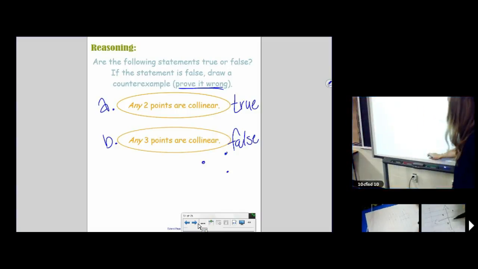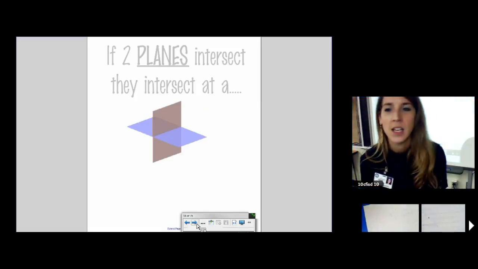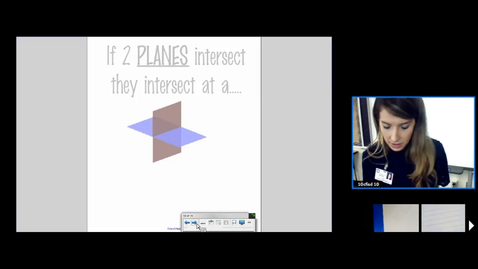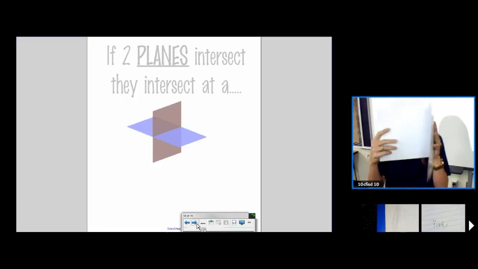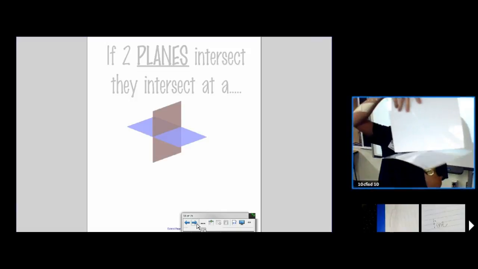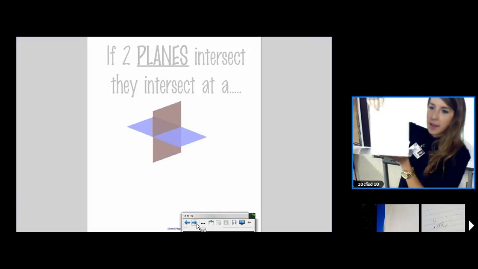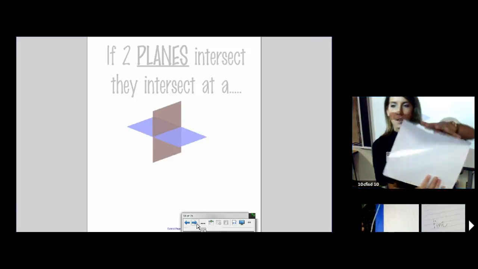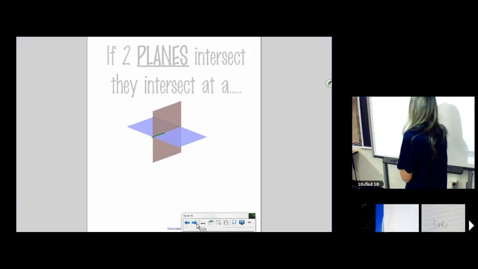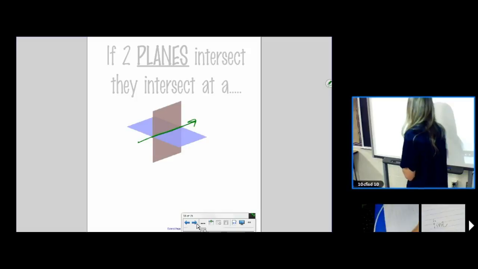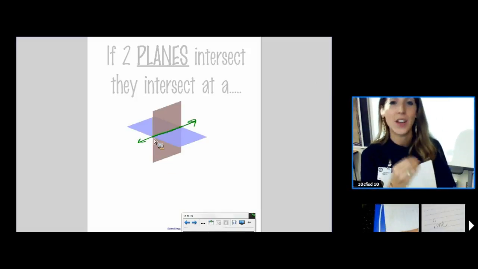Wow, I love it. All right, postulate number 3. If 2 planes intersect, because, by the way, they do not have to intersect. So if 2 planes intersect, what do they intersect in? What do you get when 2 planes intersect? A point, a line, a plane, a ray, a segment. What do you get when 2 planes intersect? Good. When 2 planes intersect, they form a line.